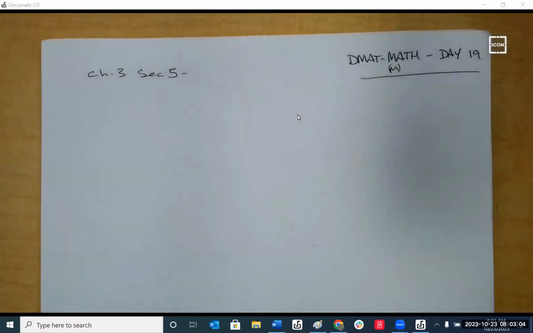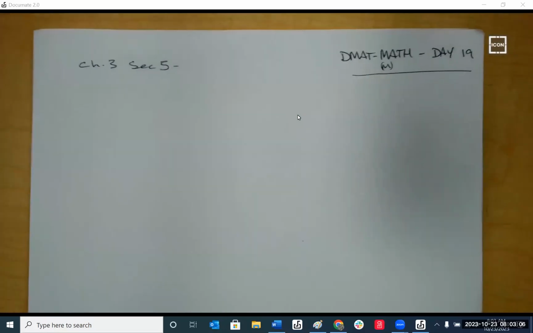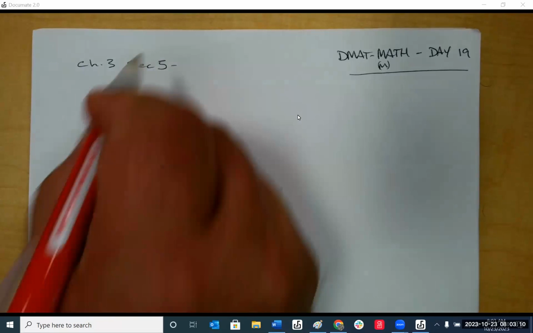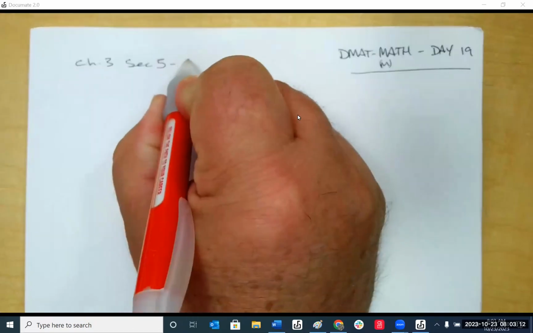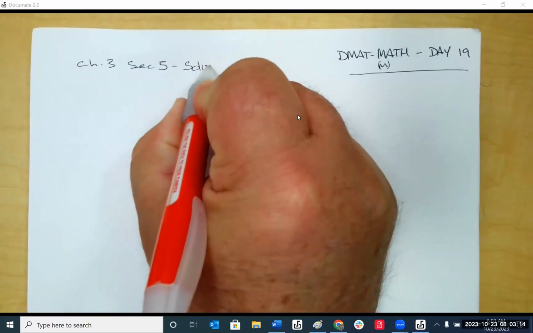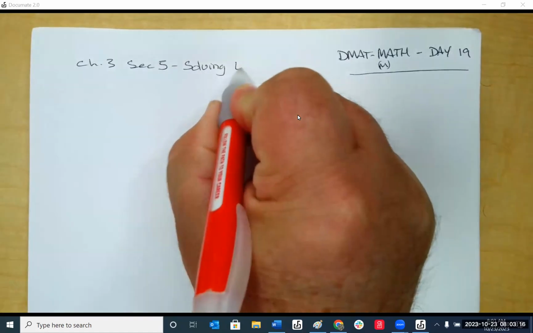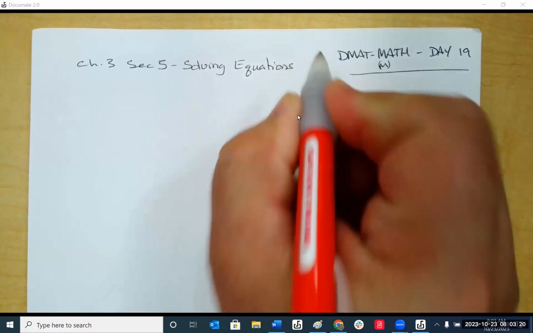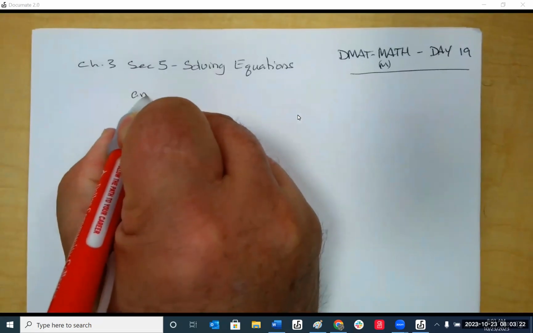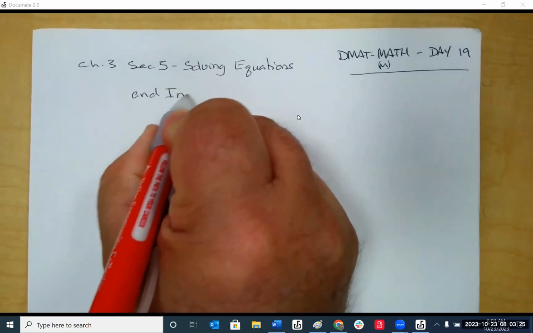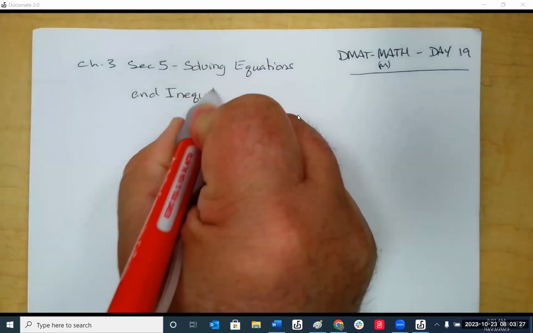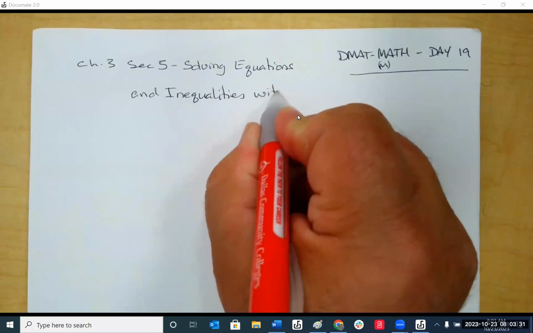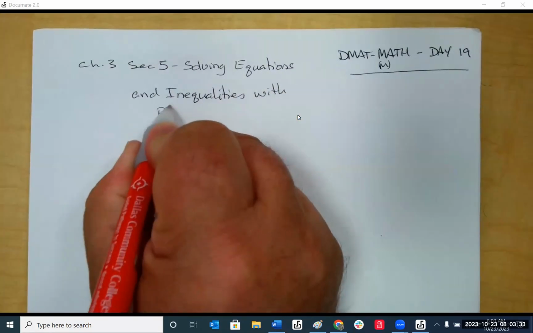Good morning, everybody. Today we're going to finish up chapter 3 and start chapter 4. Chapter 3, section 5 deals with solving equations and inequalities that have absolute values.